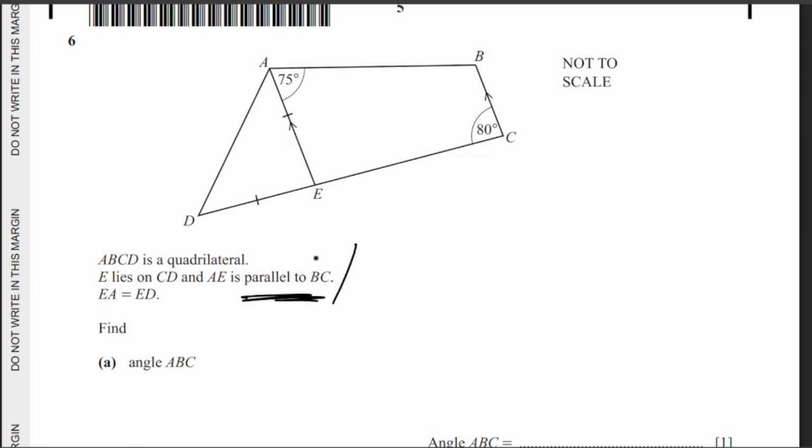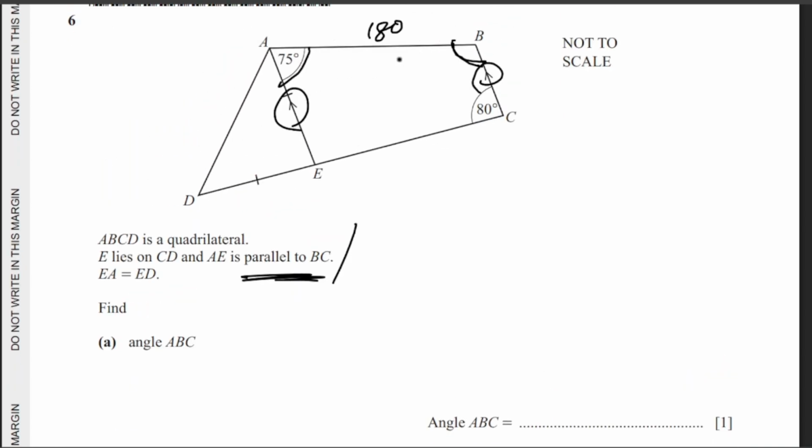Find the angle ABC. One thing you need to notice is that this line AE and this line BC are parallel to each other. If you remember the rule, when two parallel lines are cut by a line, the interior angles, this angle plus this angle, will always equal 180. That means 180 minus 75 equals the angle ABC we are looking for. That gives 105. Double check with the marking scheme, and that is accurate.